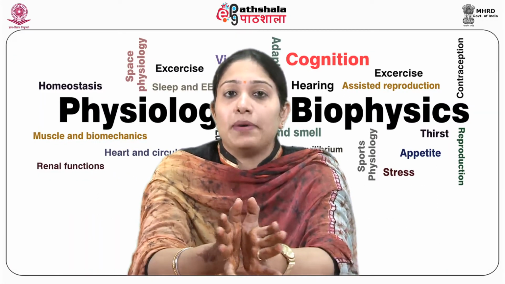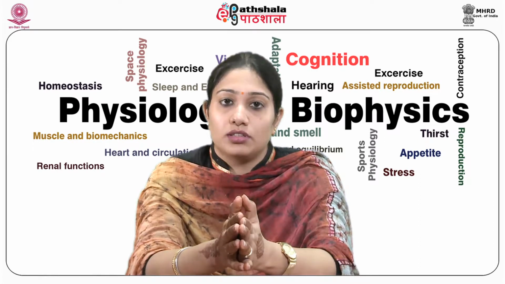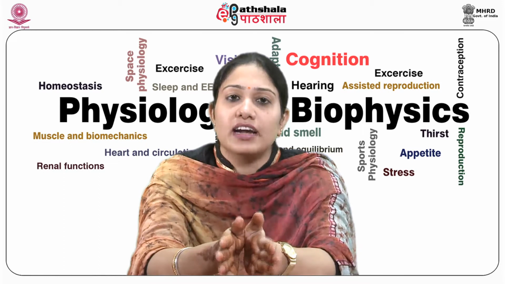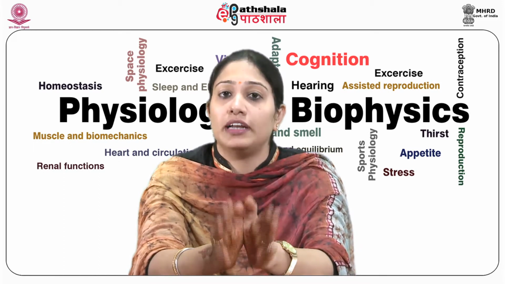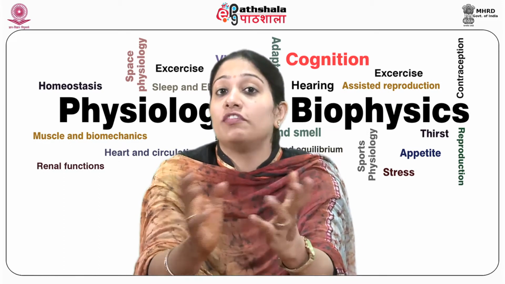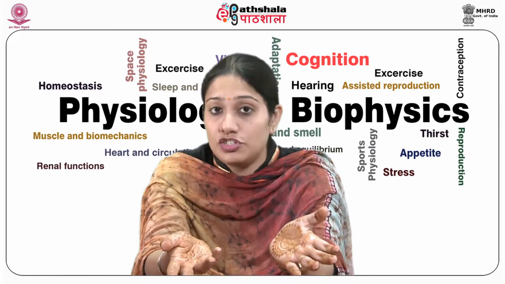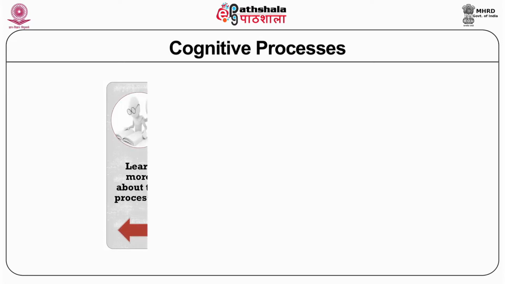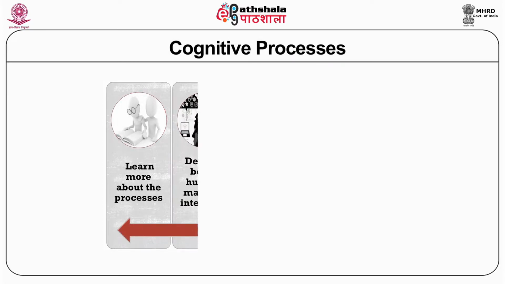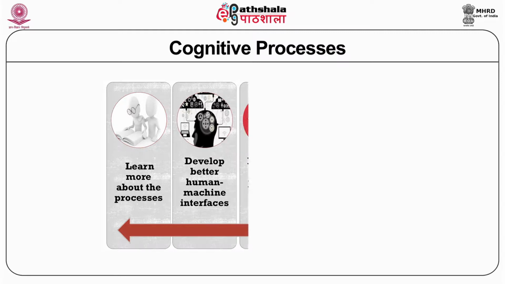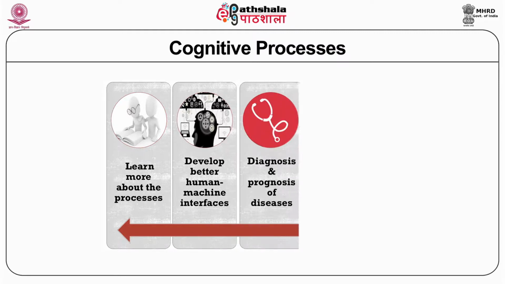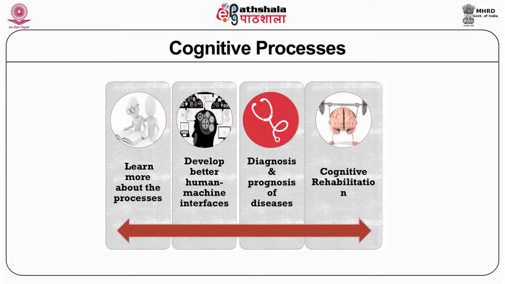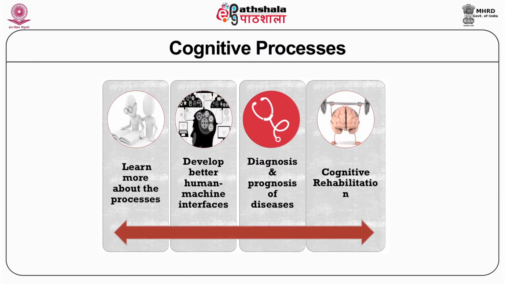Now, why is it imperative to assess cognition? So as to quantify and understand the underpinnings of the neural network. Human beings are both victims as patients and beneficiaries of the cognitive domains. So, as to learn more about cognitive processes, we can develop better human machine interfaces, we can diagnose and prognosticate some diseases, and recently one more application of cognition is cognitive rehabilitation.